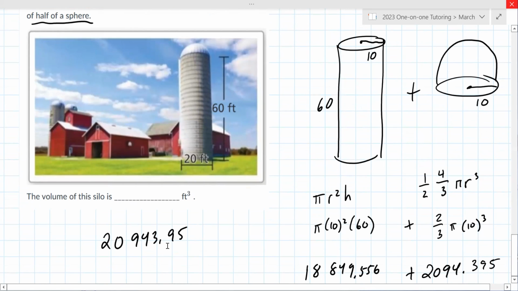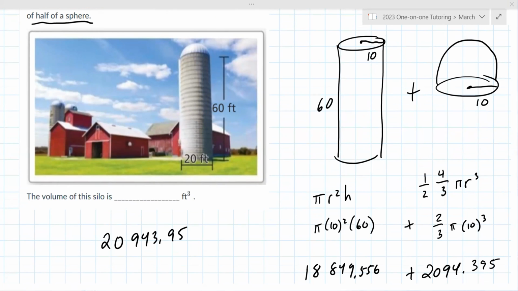I don't even know what this means in terms of how much grain that is. I don't know, but how many days would that last?